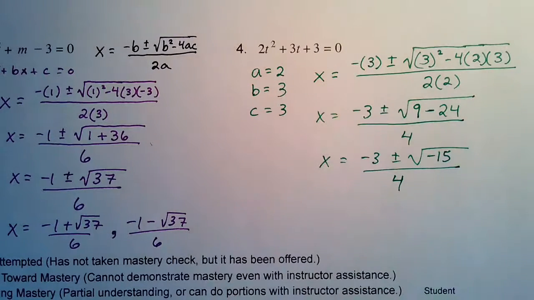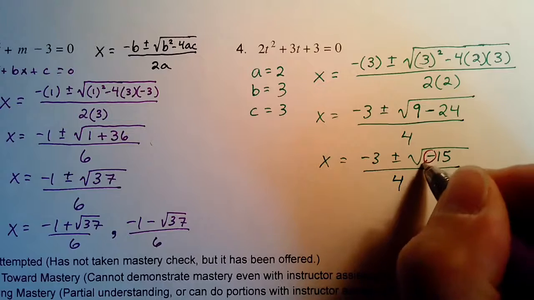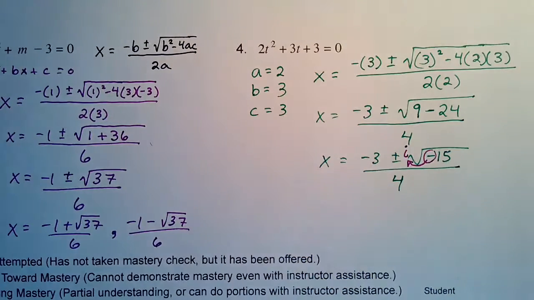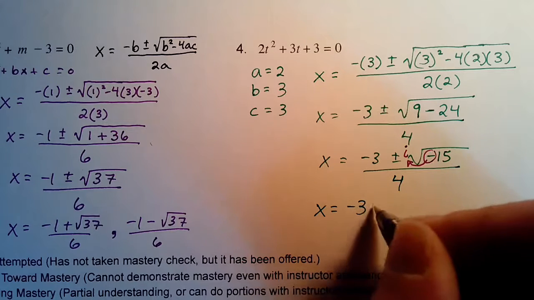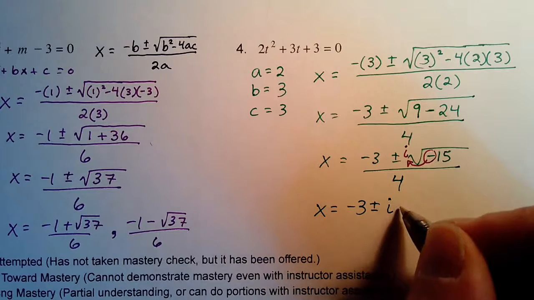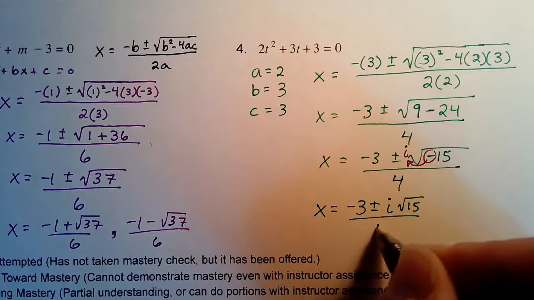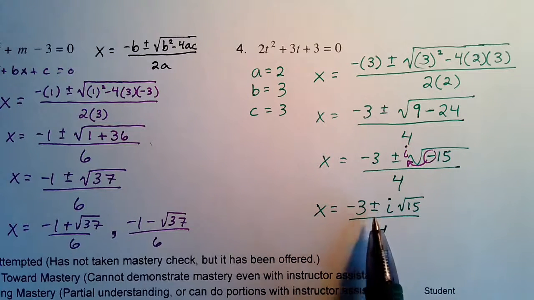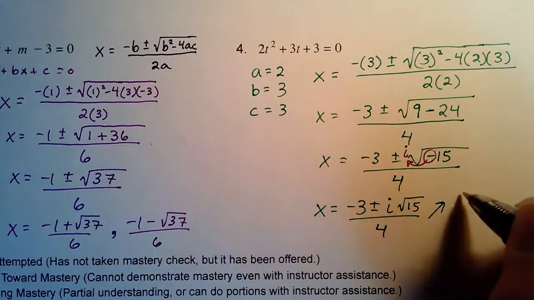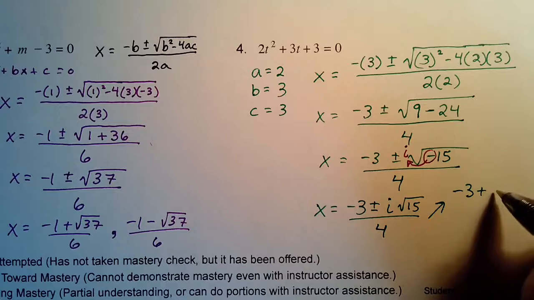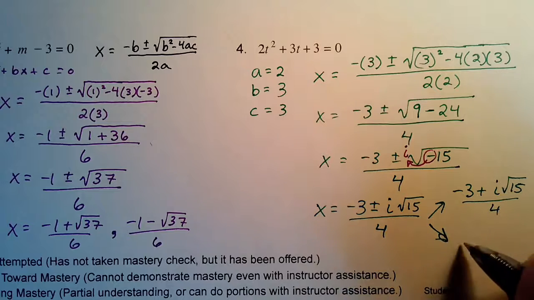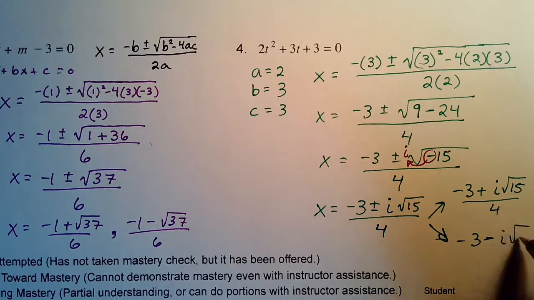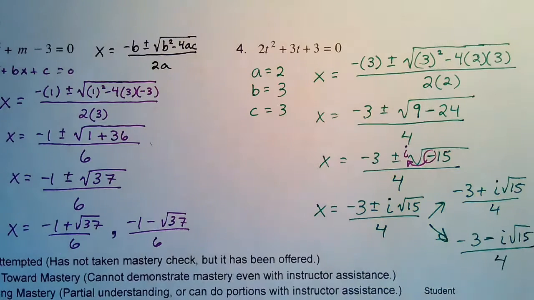Okay. And the way that that works is that we're going to basically take that negative out and make it an i. So pulling that negative out to make it the imaginary i. So we have our solution -3 plus or minus i times the square root of 15. And then we can split that up using that plus or minus to our two solutions. So one solution is -3 plus i times the square root of 15 divided by 4. And the other solution is -3 minus i times the square root of 15 all divided by 4.